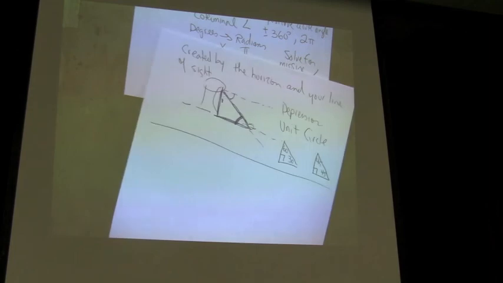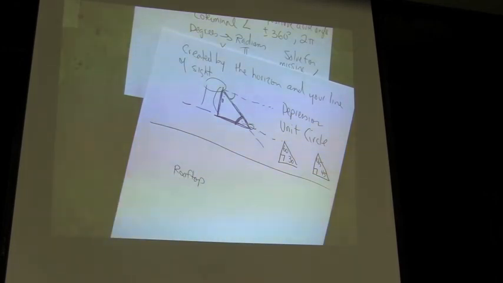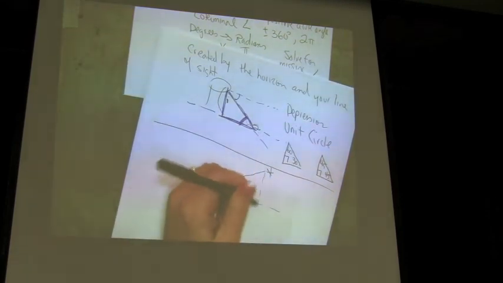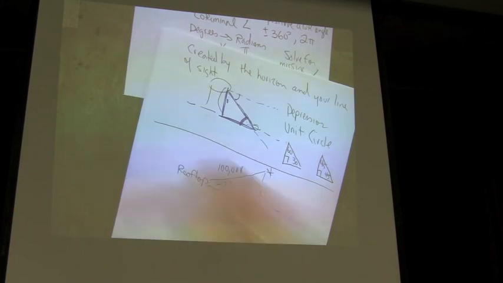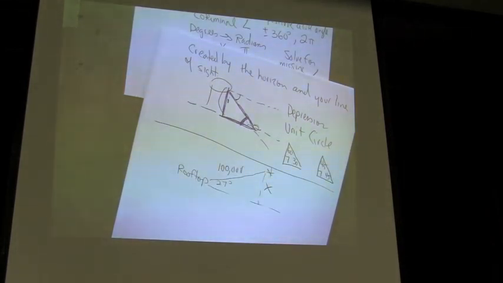Okay, so let's say that you are sitting on a rooftop, and the angle of elevation looking up at a star is 27 degrees. And let's say someone told you that it was 100,000 miles from your rooftop to the star, okay? And you're wondering how high in the sky is the star, okay?